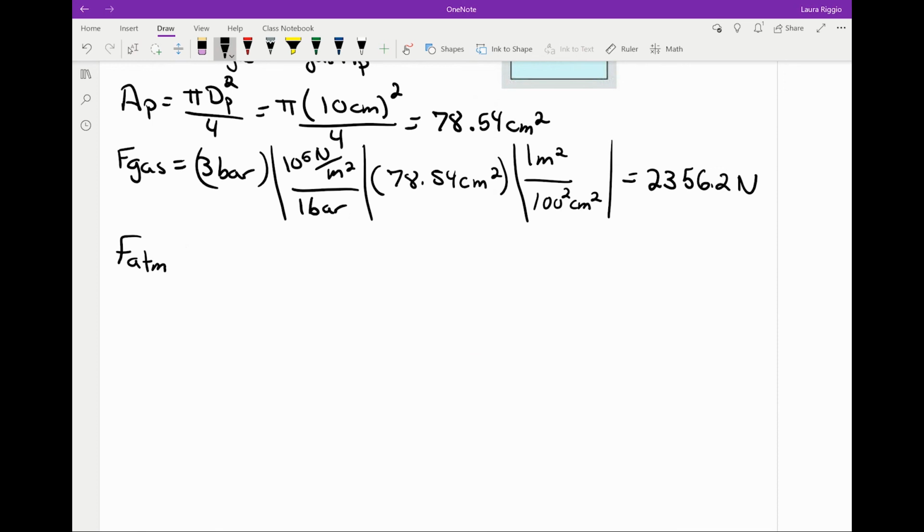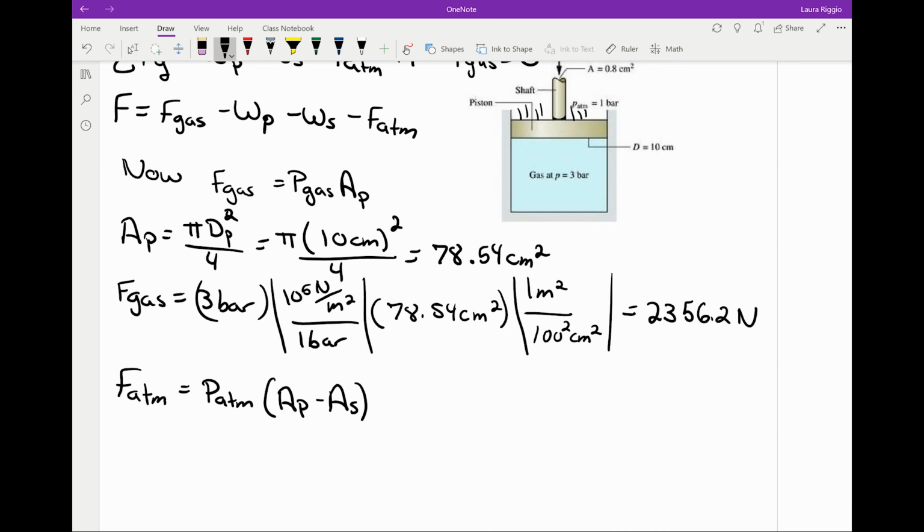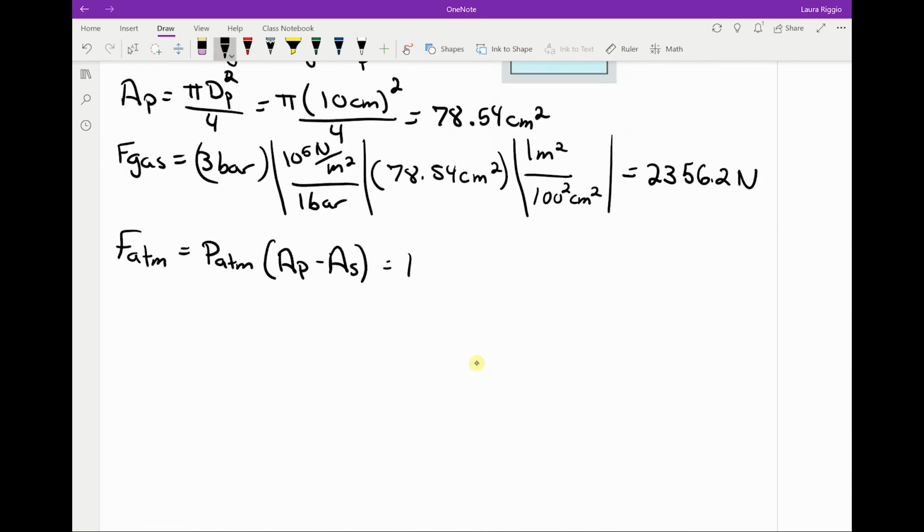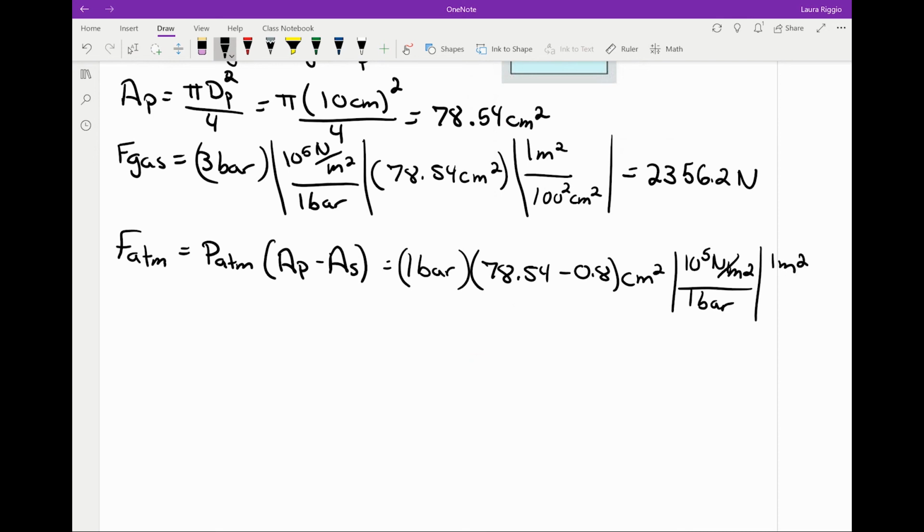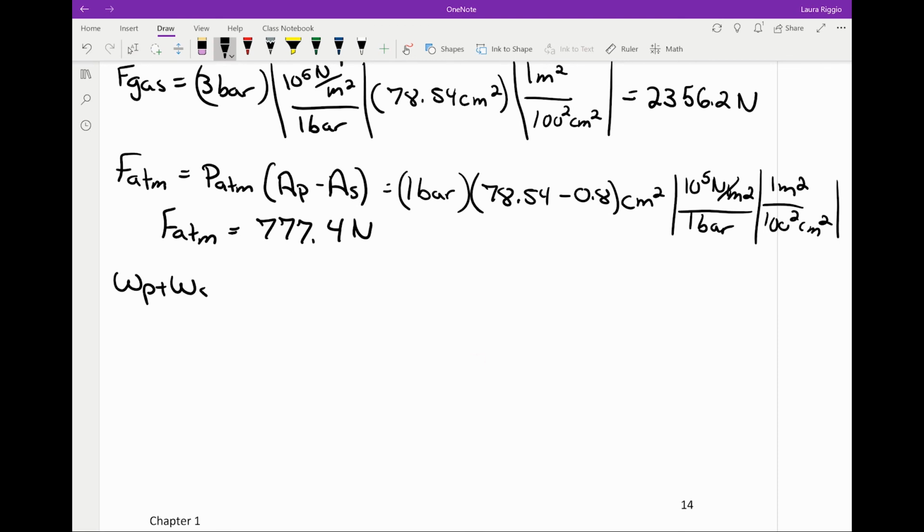In a similar manner, F atm is P atm times the area of the piston minus the area of the shaft, because P atm is only acting here, which is 1 bar times 78.54 minus 0.8 centimeters squared times 10 to the 5 newtons per meter squared per 1 bar times 1 meter squared per 100 squared centimeters squared. So F atm is 777.4 newtons.